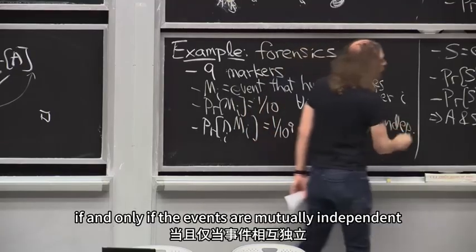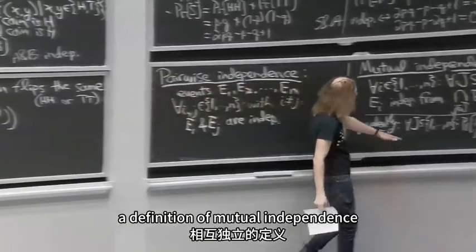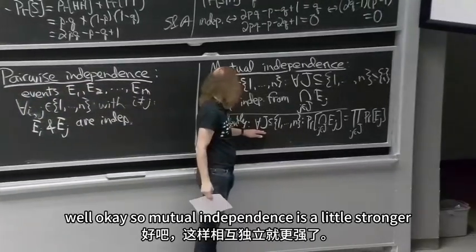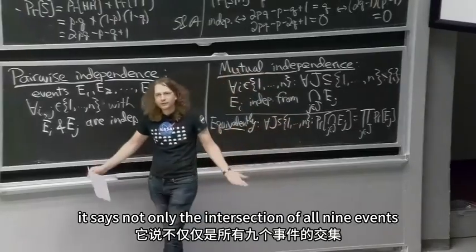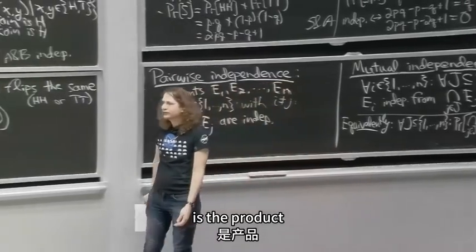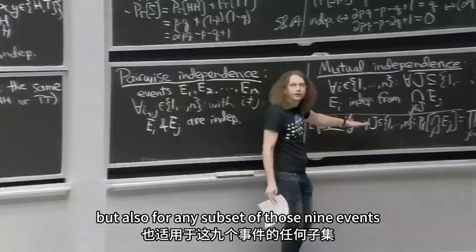It's actually true if and only if the events are mutually independent. This is the definition of mutual independence. Well, OK. So mutual independence is a little stronger. It says not only is the probability of the intersection of all 9 events the product of the probabilities, but also for any subset of those 9 events.